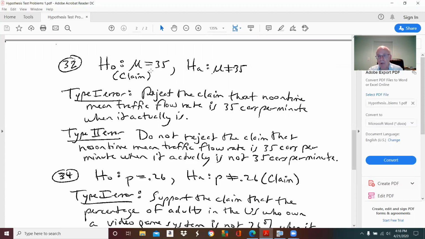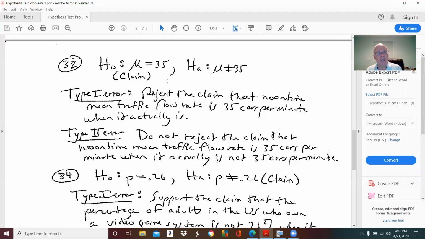Now, are we counting the number of cars? Yes, but it's not a proportion. We're not counting the number of cars and dividing it by the total number of cars that go through the intersection. So we're not taking the proportion of cars. We're just counting the number of cars per minute. So this is considered to be mu equal 35, and therefore the alternative is mu is not equal to 35.